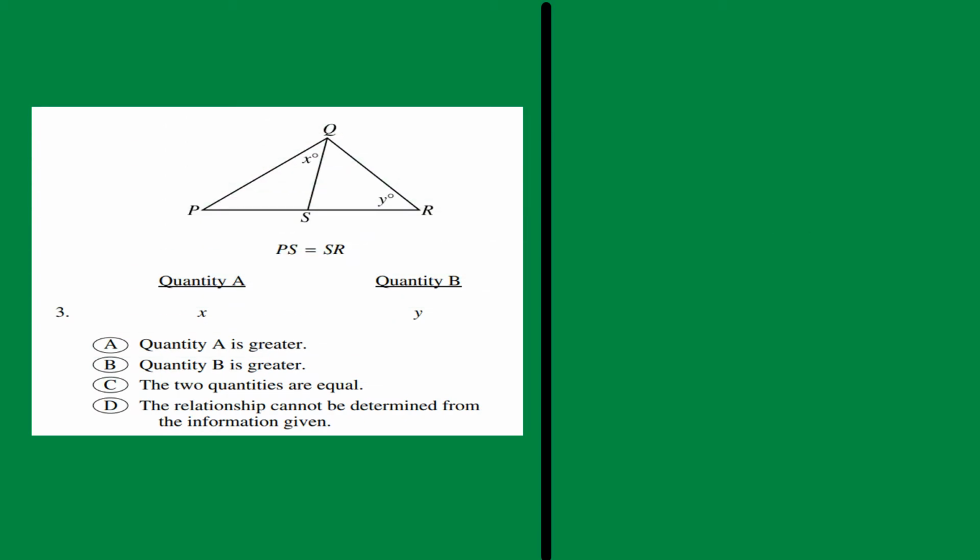The third question has a triangle with the two sides PS and SR equal. We have those angles x degree and y degree provided. It is not easy for us to find the value for x and y with PS equal to SR and the side QS common to both the triangles. And hence, the relationship cannot be determined from the information given.